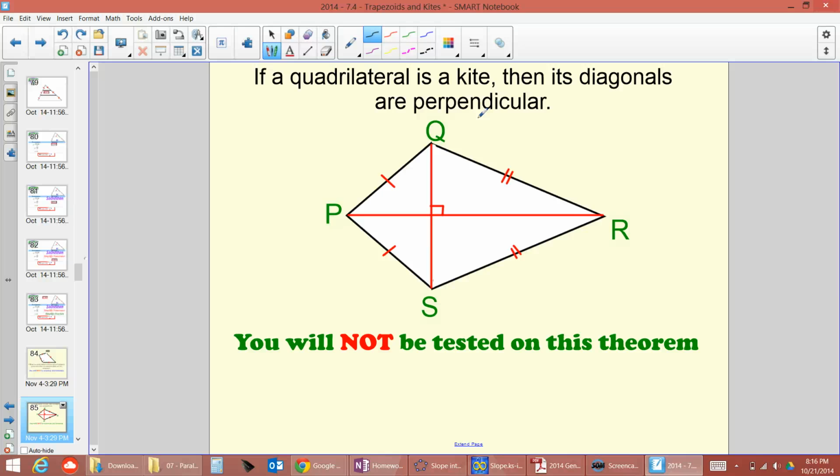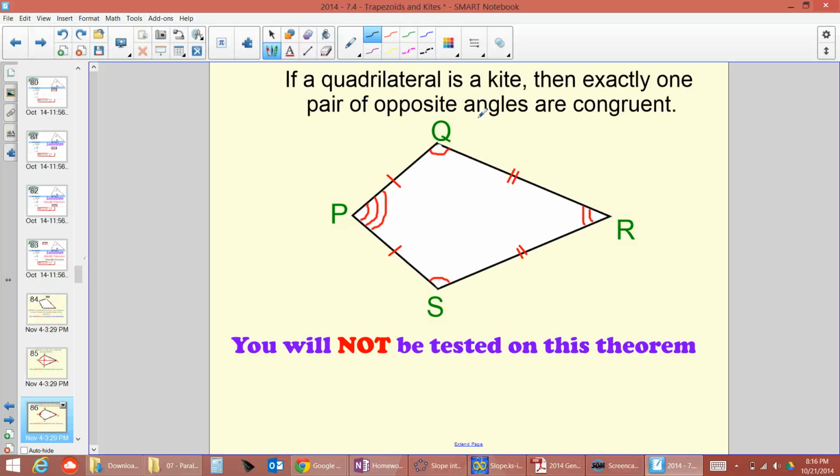Diagonals are perpendicular, very similar to a rhombus or a square. You will not be tested on this. This is more just so you can see it and know a little bit about kites. The opposite angles are congruent, one pair. Where the two non-congruent sides meet, these two angles are congruent.